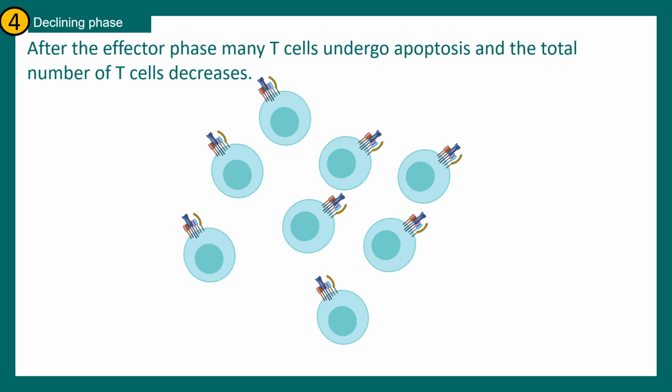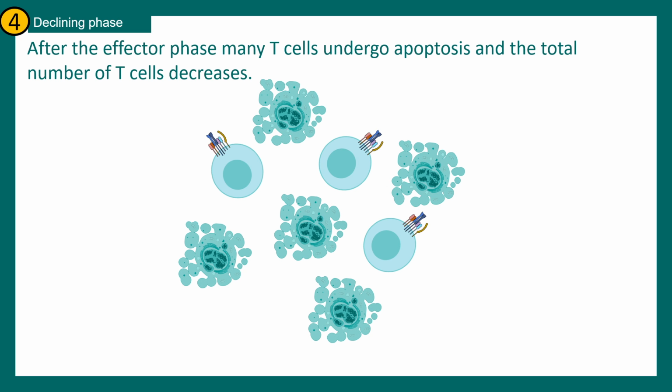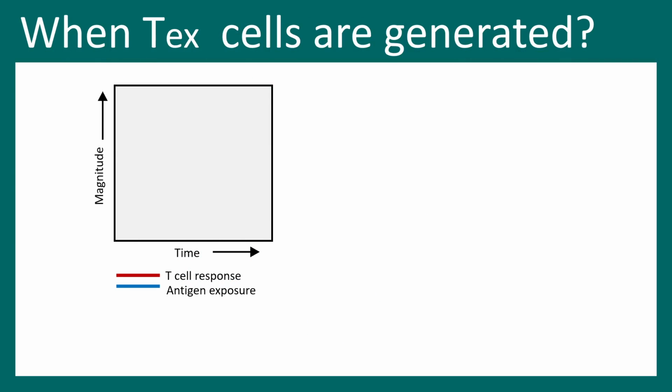Be it CD4 positive or CD8 positive T cell, after the pathogen elimination job is done, so many cells don't need to be there. So they have to be eliminated, and the immune system selectively eliminates them via apoptosis. So there are a few cells which remain. These cells would eventually become the memory T cells. When there is a second infection, these cells would promptly act in the second round of infection.